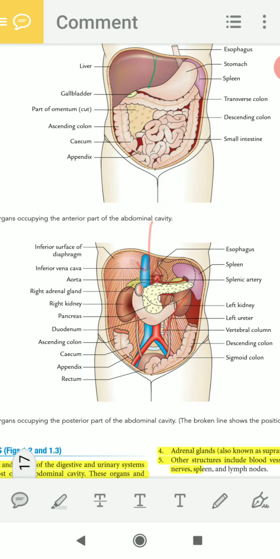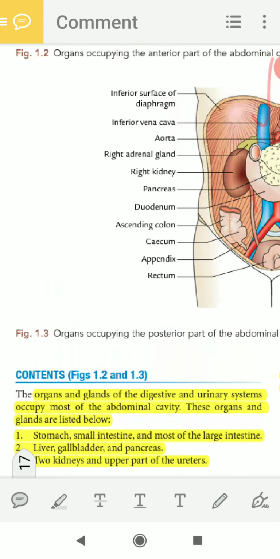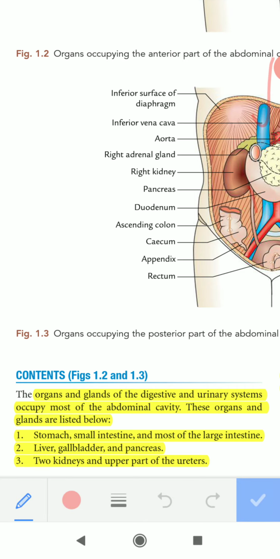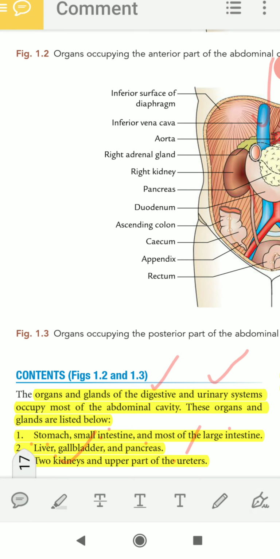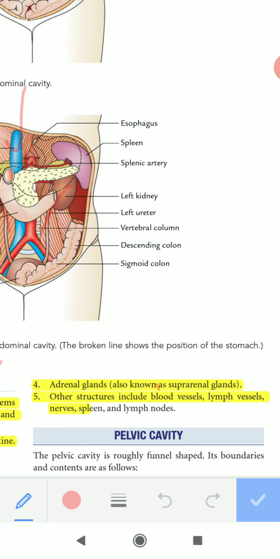So let's see the content. The content of the abdomen is the organs and glands of the digestive system and urinary system. Among the digestive system there is stomach, small intestine, most of the large intestine, liver, gallbladder, pancreas, spleen. And in the urogenital system, 2 kidneys, part of the ureters, adrenal glands and blood vessels, lymphatics, nerves, spleen and lymph nodes.